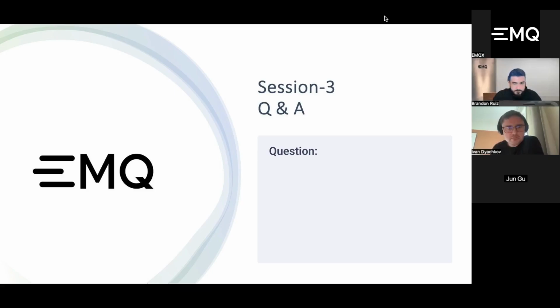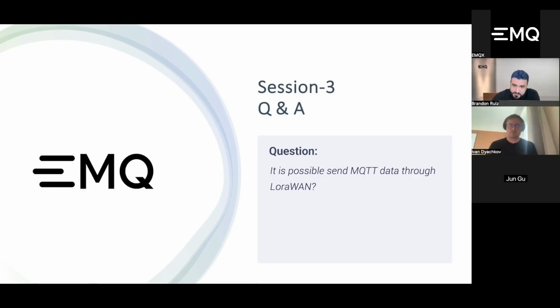Next one, I'm not sure. Maybe Brendan. Is it possible to send MQTT data through LoRaWAN? I don't actually have the firm answer on that. I'm happy to chase that for you. If it's specific to EMQX, no, I don't think today that we have support for this. Broadly, can the standard support that? I think the answer is yes, but again, don't 100% know. It's a good question, but we will fetch the answer for you, and we'll get back to you as soon as we can.